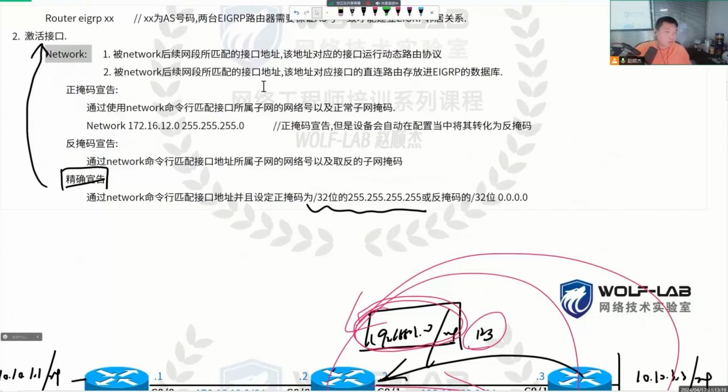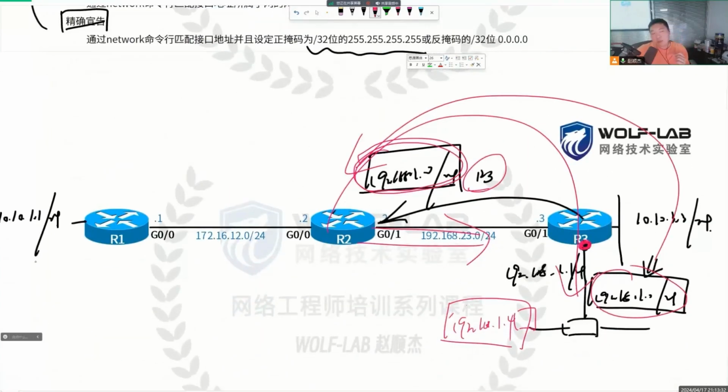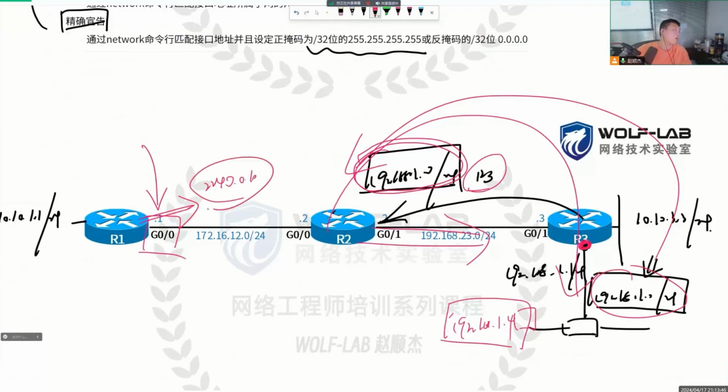Someone said that precise declaration and segment declaration are both multicast. Yes, by default, your precise declaration and segment declaration both just activate the interface. When the interface runs EIGRP, what does it do by default? It joins the multicast and sends hello packets to the multicast address 224.0.0.10. Any other questions, students? Teacher, can I ask a question? Go ahead.